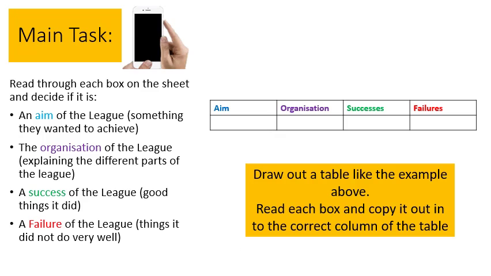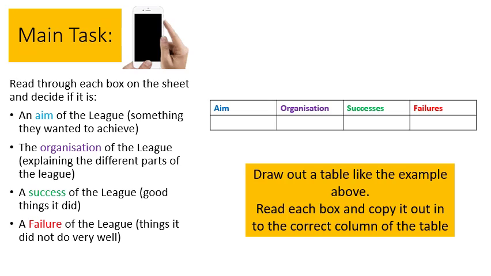This is the one that's got the photo, but I'd like you to send the photo with it completed. Okay, so you're going to read through each of the boxes back on the previous slide there, and you're going to draw out a very simple table like the example you've got there. All right, and if you read something and it's an aim, so something the league wanted to achieve, then it's going to be written in the aim box.